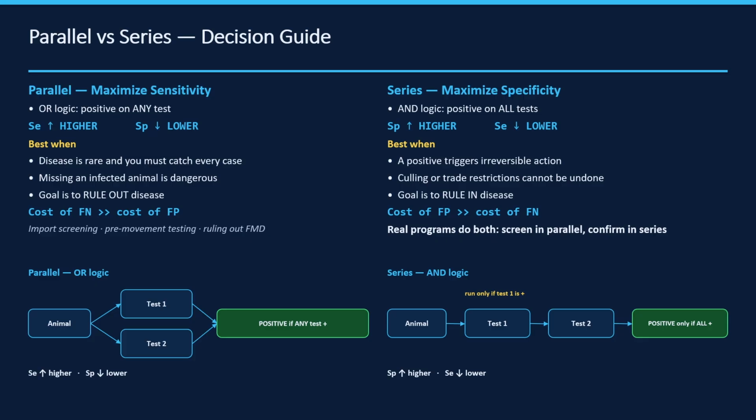One more caveat for both. All of these formulas assume conditional independence between the tests. If the tests share a biological mechanism, you'll overstate the benefit. Point with me at the two flow diagrams at the bottom. On the left, parallel. The animal goes into both tests at once and any single positive flags it. On the right, series. The animal moves through the tests one after the other. The second only runs if the first was positive, and it takes a positive on every step to call it. One picture is a fan out, the other is a gauntlet.